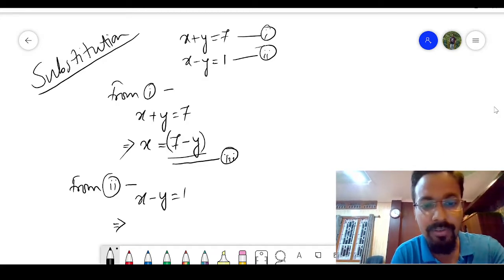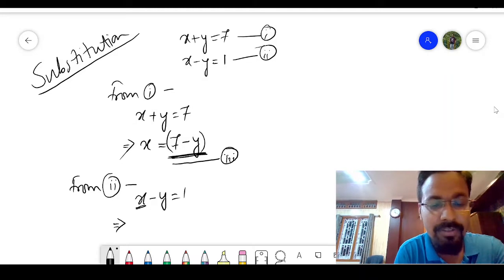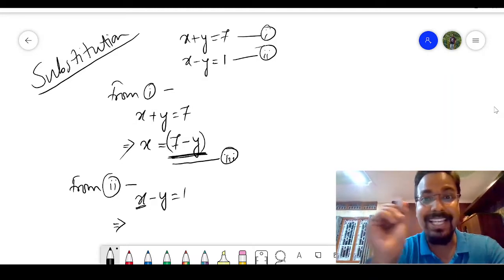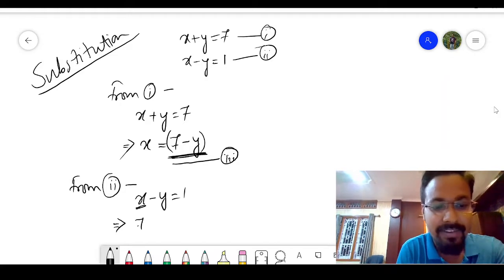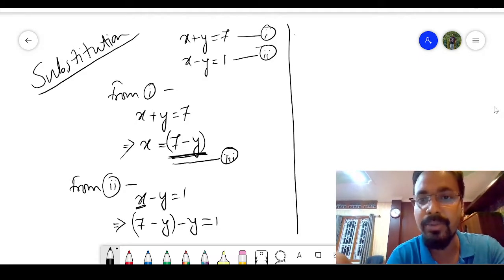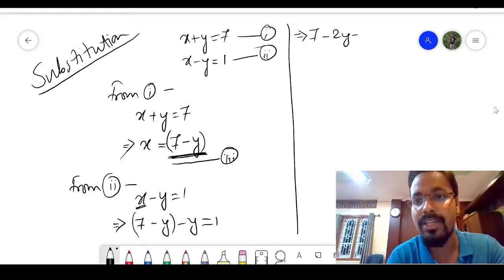So what is the value of x that we have got here? We have got x is equal to 7 minus y. So in place of x we are going to substitute, or replace, x by 7 minus y, minus y equal to 1. So let's continue here. So it is going to be minus y minus y, that means minus 2y. So 7 minus 2y equal to 1.